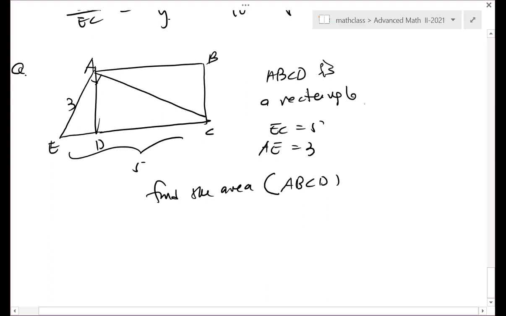So let's think about it. This rectangle, you want to find the area. So you have to find out this side A, this side B, right? Now, clearly AC is going to be 4, by the simple Pythagorean theorem, right? Let's put a 4 here.